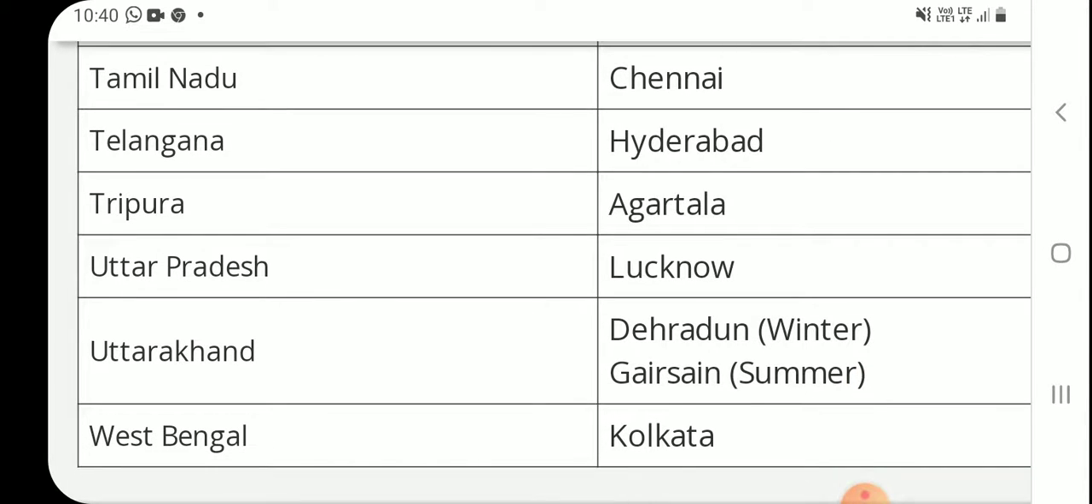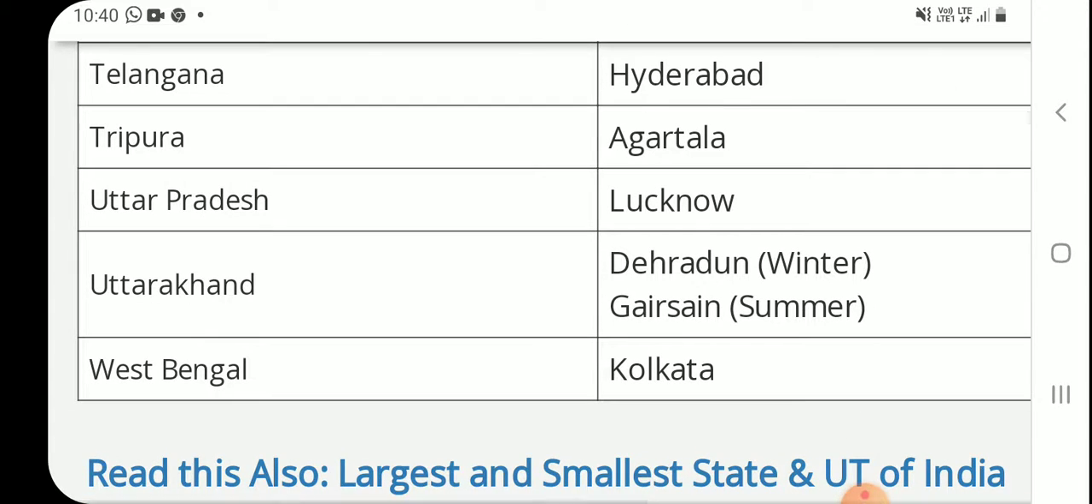Tamil Nadu, Chennai. Telangana, Hyderabad. Tripura, Agartala. Uttar Pradesh, Lucknow. Uttarakhand, Dehradun in winter and Gairsain in summer. So these are two capitals for Uttarakhand state.